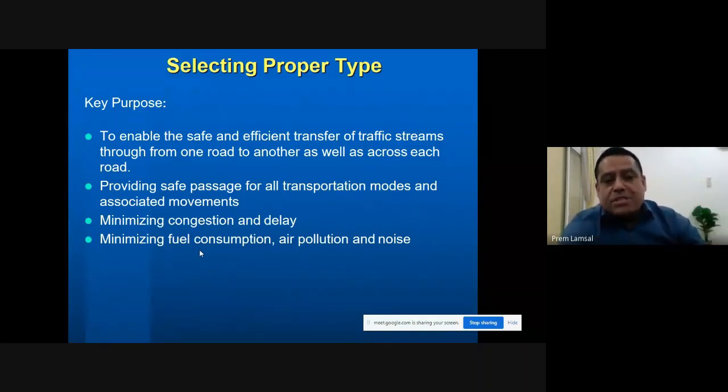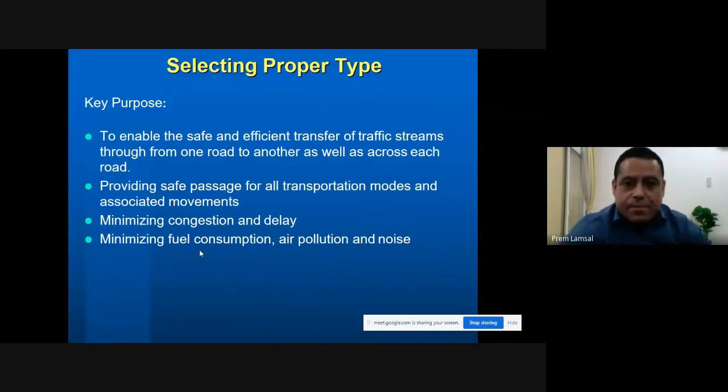The next key purpose is providing safe passage for all transportation modes and associated movements. Minimizing congestion and delay, for sure, is one of the key purposes of selecting the proper type. And minimizing fuel consumption, air pollution, and noise. These are also criteria we normally consider to choose the proper one.